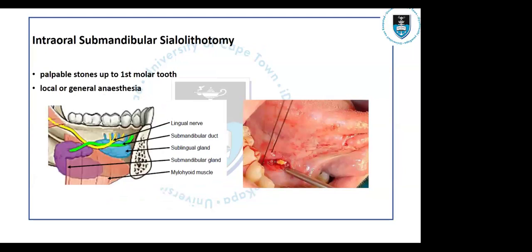Intraoral sialolithotomy approaches are generally used for palpable stones up to the first molar tooth. It can be done under local or general anesthesia, but one must be mindful that in the anterior floor of the mouth, the lingual nerve is located posterior to the duct, and it crosses deep to the submandibular duct in the lateral floor of the mouth.